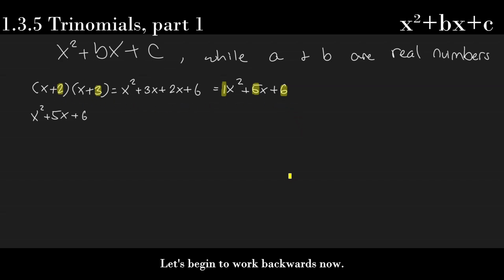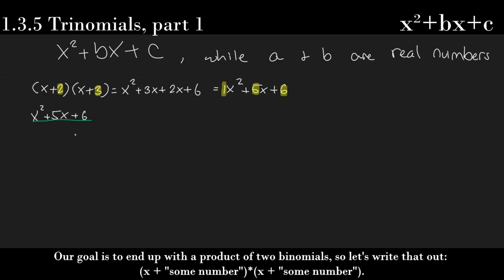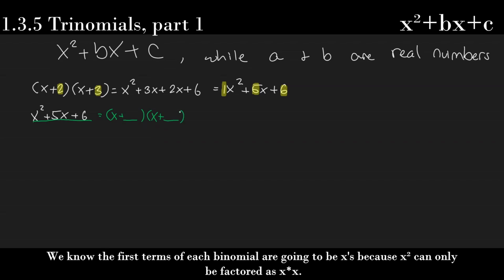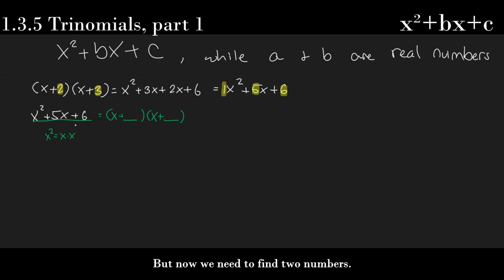Let's begin to work backwards now. Start with the trinomial, x²+5x+6. Our goal is to end up with a product of 2 binomials. So let's write that out. X plus some number times x plus some number. We know the first terms of each binomial are going to be x's because x squared can only be factored as x times x. But now we need to find 2 numbers.